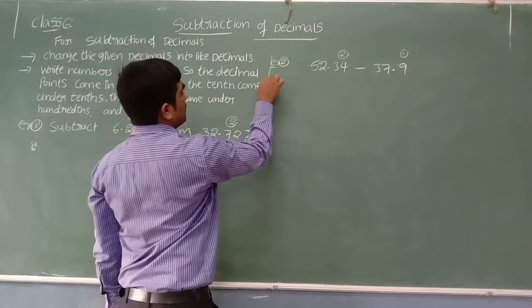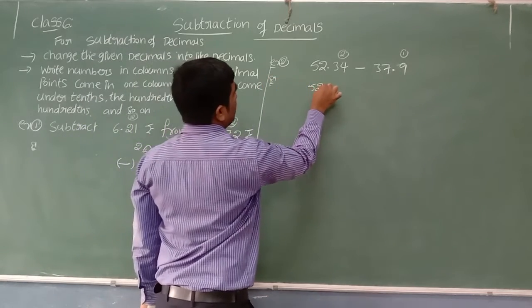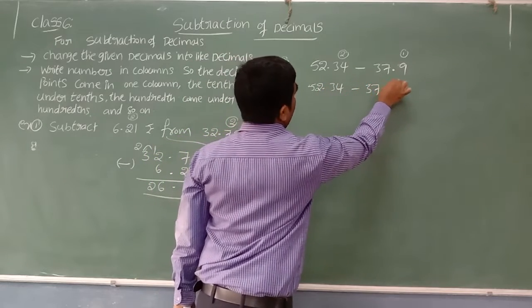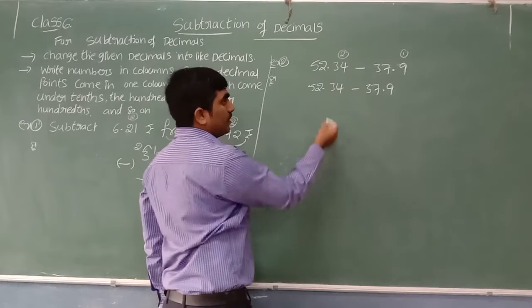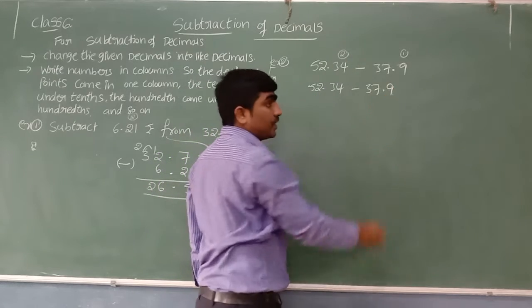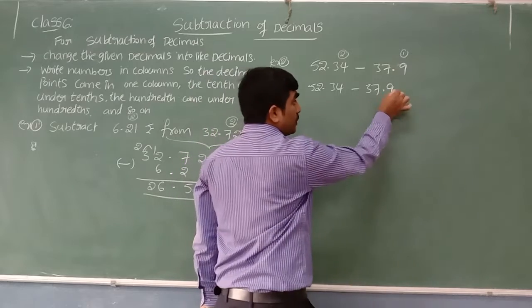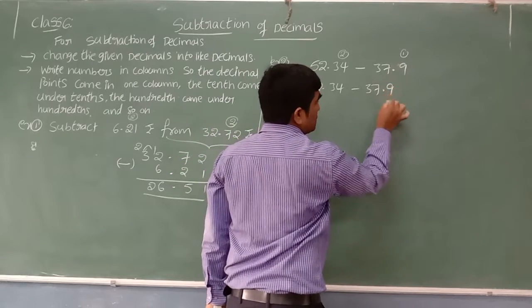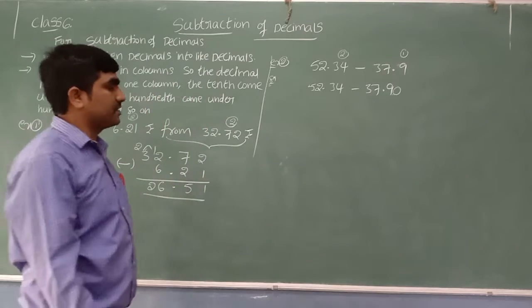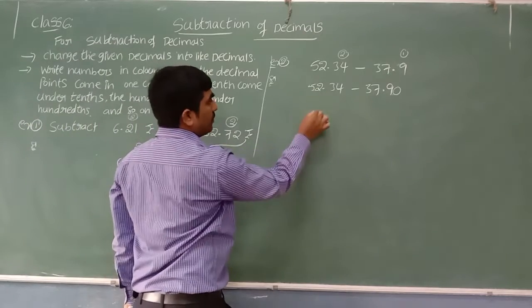See here the solution. 52.34 has two decimal places, 37.9 has one decimal place. Here we have a maximum of two decimal places, so here also make it two decimal places. To make it two decimal places, since we already have one decimal place, you take one more zero. Now I can see there are two decimal places. Now we can subtract.